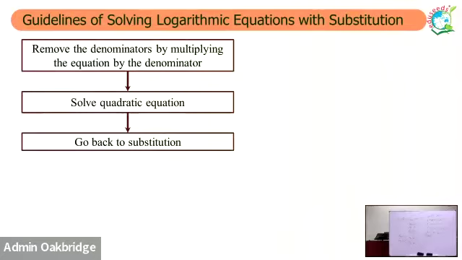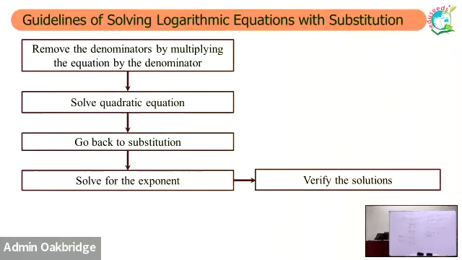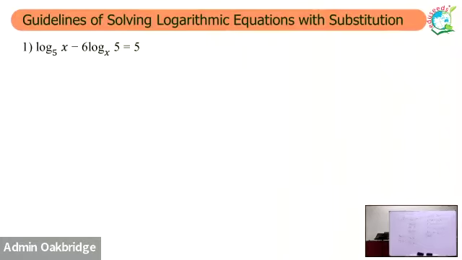Go back to the substitution. And then solve for the exponent. Okay, again, you have to verify the solutions. So let's see this question. So what happens if the denominator is a variable?